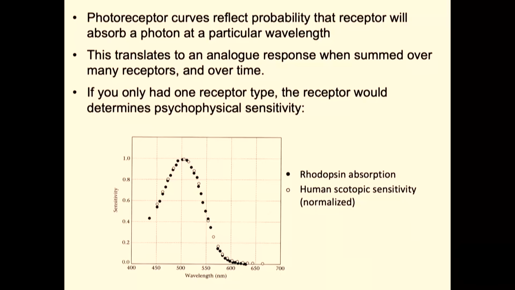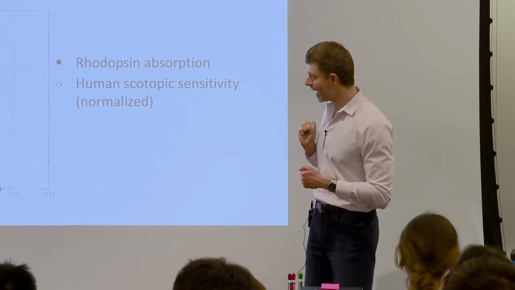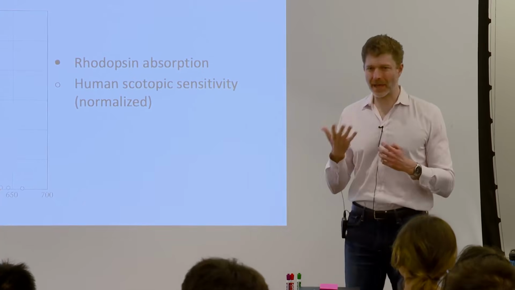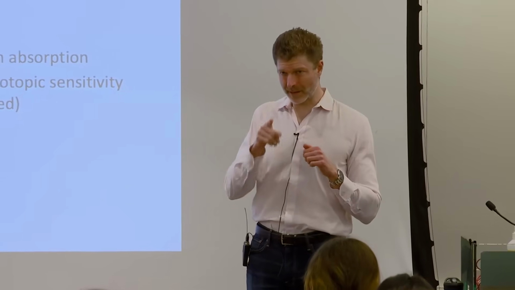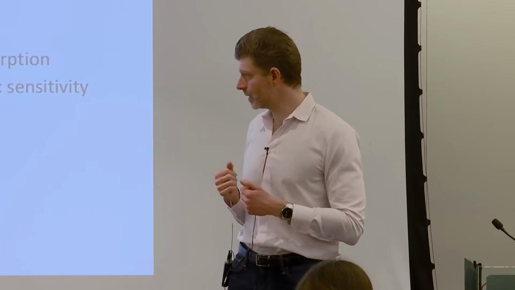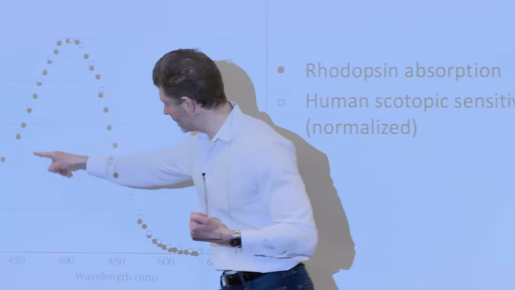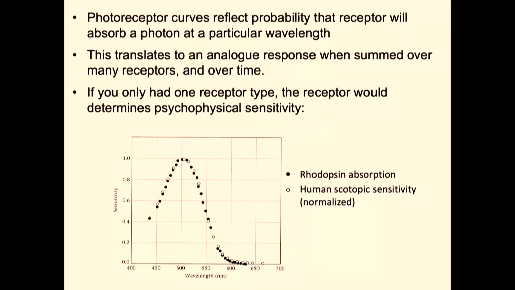All right? And so this is a graph that is comparing the rhodopsin, so that's the molecule in the rods that absorbs photons, the absorption probabilities of that to human scotopic sensitivity, right? So scotopic sensitivity, remember sensitivity is like the inverse of a threshold, right? So it's kind of like what the light level needs to be for you to detect it. So you could in principle measure detection thresholds. And the point is that these two curves are essentially the same, right? So the ability of the rods to absorb the photons of different wavelengths determines how sensitive you are to them.